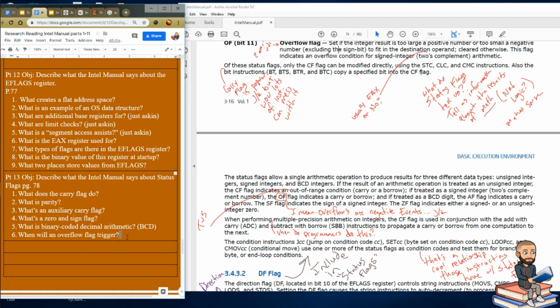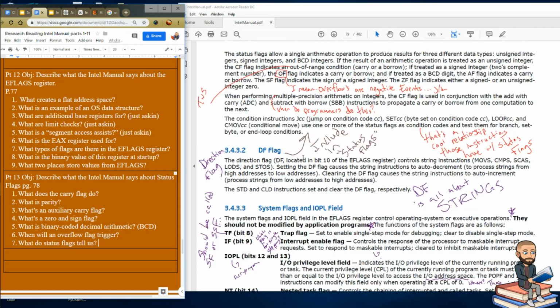And that's a good question number 7 to add. What do status flags tell us? Alright, so the status flags allow a single arithmetic operation to produce results for 3 different data types. You've got your unsigned integers, signed integers, and BCD integers. If the result of an arithmetic operation is treated as an unsigned integer, the CF flag indicates an out-of-range condition.